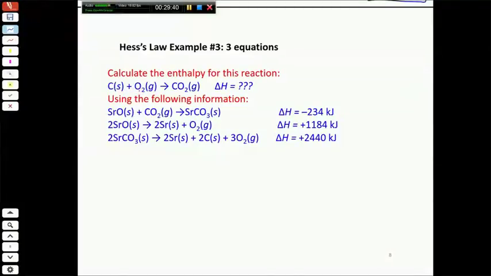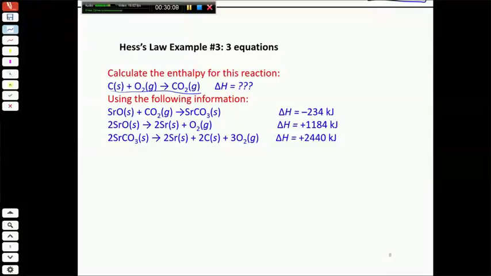And we're giving you the following information, which is, admittedly, the world's most convoluted way to determine the delta H for the formation of CO2. We have strontium oxide plus CO2 to make strontium carbonate. We have strontium oxide decomposing into its elements, strontium carbonate decomposing into its elements. So 3 seemingly unrelated chemical equations, but we're going to try to figure out a way to add these 3 together to determine what the delta H is for the formation of CO2 from its elements.